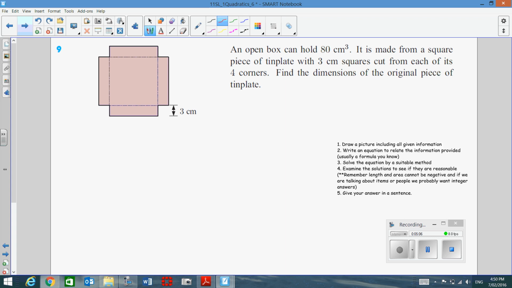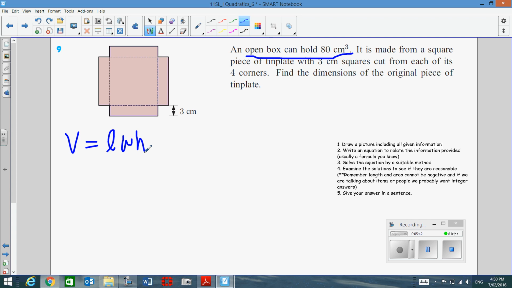Looking at our next example, we are going to look at this open box where basically you are given one sheet of tin, I guess. The corners have been cut out and folded upward, and then you get a tin box that you could fill up with whatever you wanted to. It says the open box can hold 80 centimeters cubed. So automatically I'm thinking we're going to need to talk about volume. I know the volume of a rectangular prism is length by width by height, so I can write that down to remind myself.